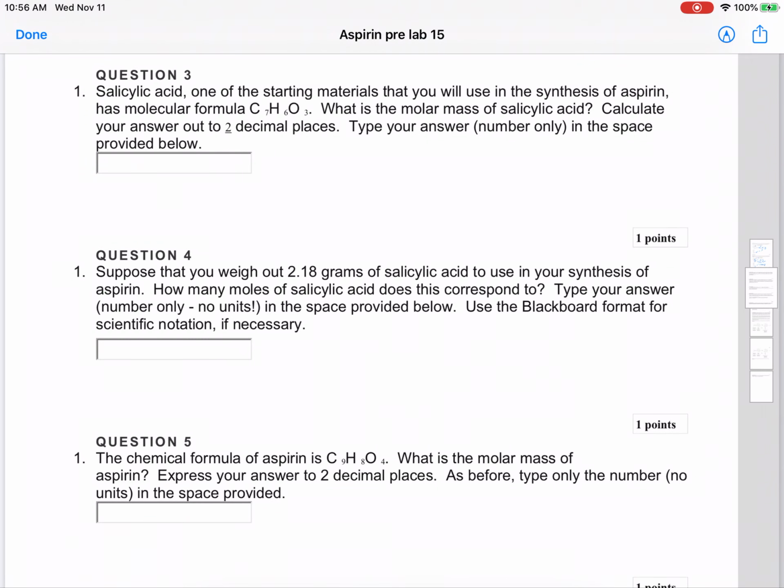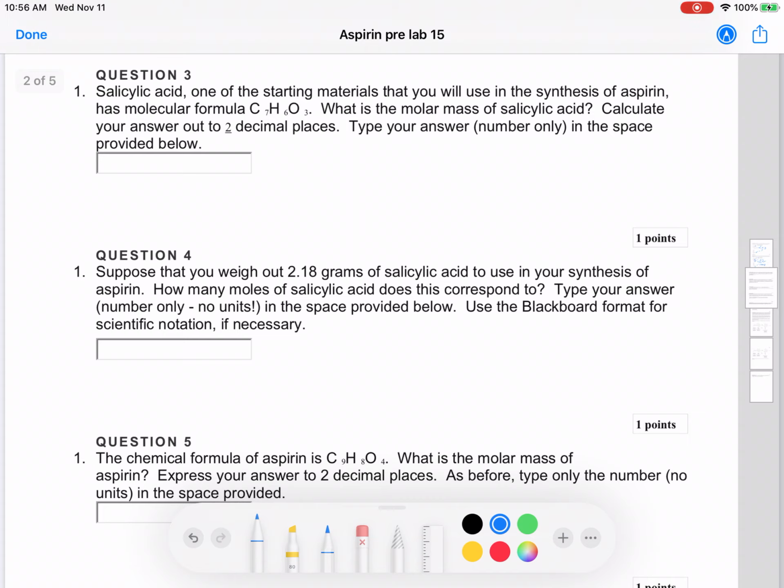Question number 3 is quite straightforward. You are given the molecular formula, and it is asking what is the molar mass? So basically you take 7 carbons, 6 hydrogens and 3 oxygens, and then you add up their molar masses: 7 times the molar mass of carbon, 6 times the molar mass of hydrogen, 3 times the molar mass of oxygen. And when you add it up, you can find the molar mass of salicylic acid.